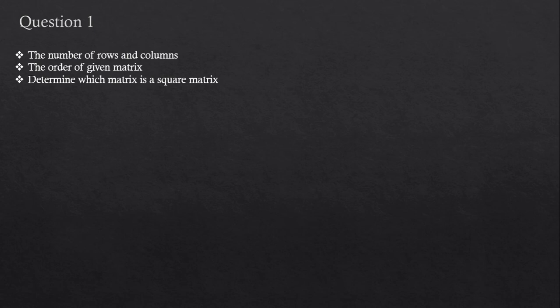Today I will present the solution to all of the questions from tutorial 1. Question 1 wants us to find the number of rows and columns, the order of the given matrices, then determine which matrix is a square matrix.